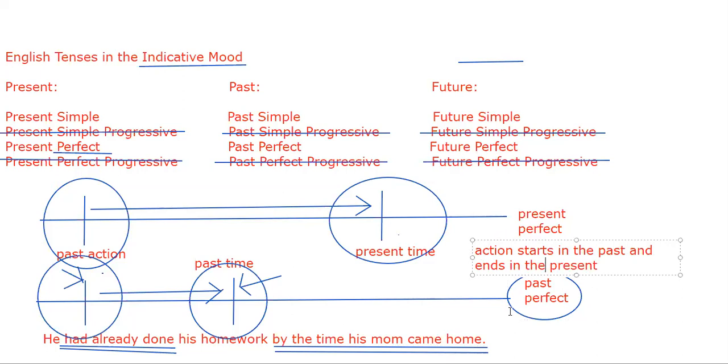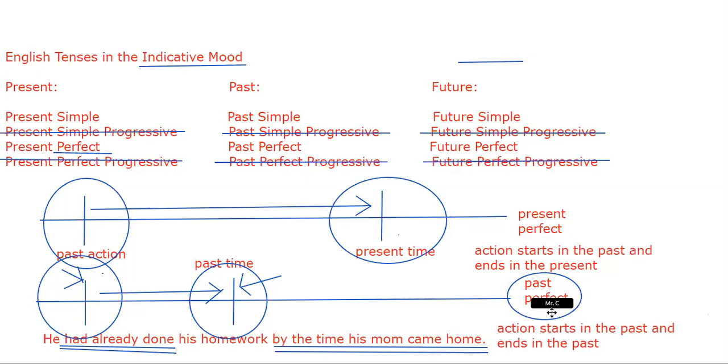The past perfect is similar, but the action starts in the past. I can't type today. And ends in the past. Oops, that looks ugly. So that's the difference between the two.